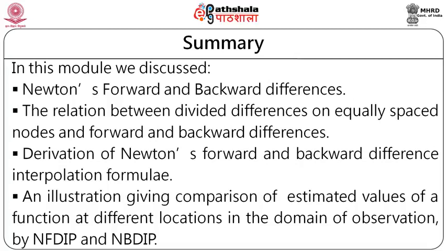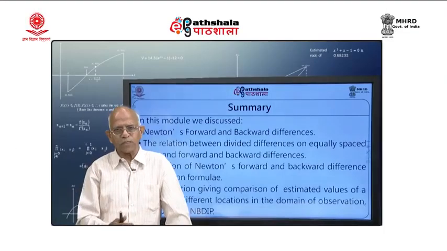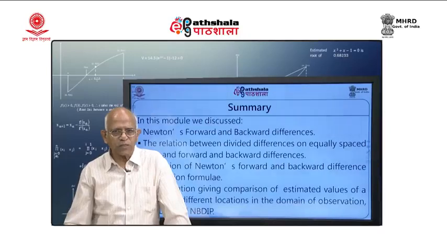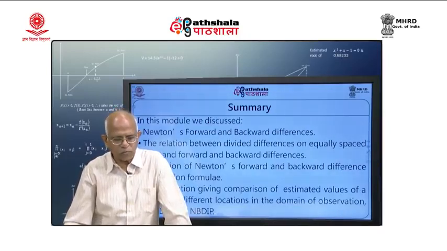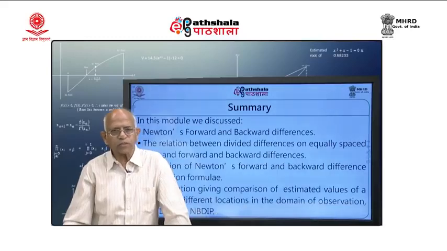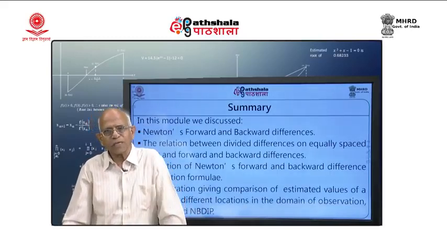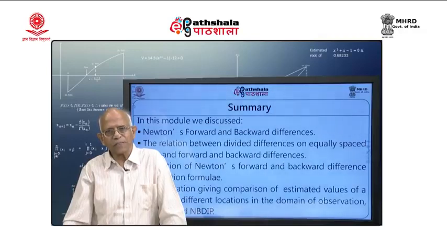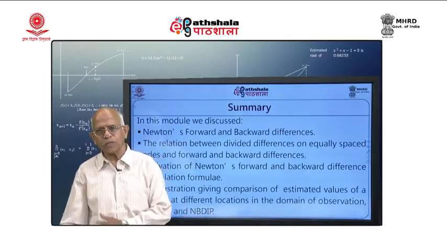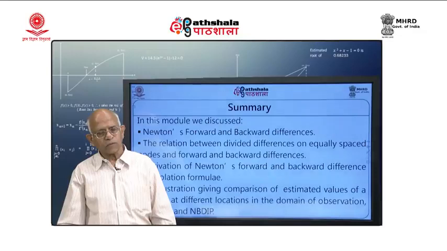So, in summary, in this module we have discussed Newton's forward difference and backward differences. Then we have discussed the relation between the divided differences and equally spaced differences, the relationship between Newton's divided difference and forward difference, and Newton's divided difference and backward difference. Then we found the backward difference interpolation formula and the forward difference interpolation formula, and in an illustration we compared the estimates obtained by these two interpolating polynomials, how they compare with the actual function value and how they compare with each other. So, this is what we have done.